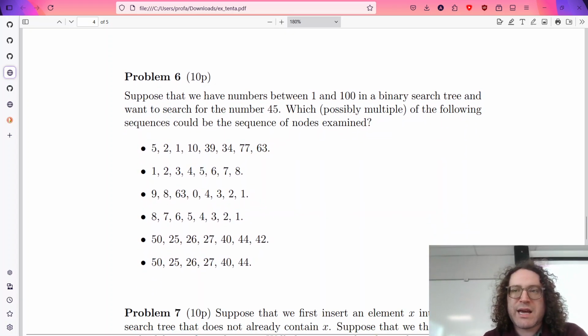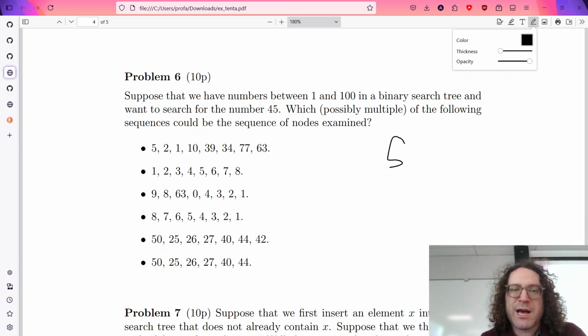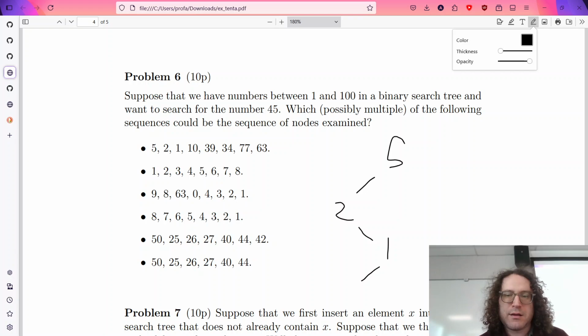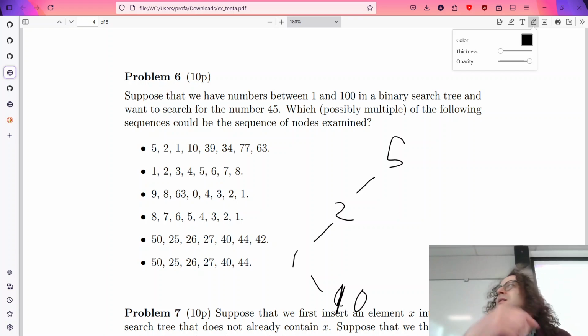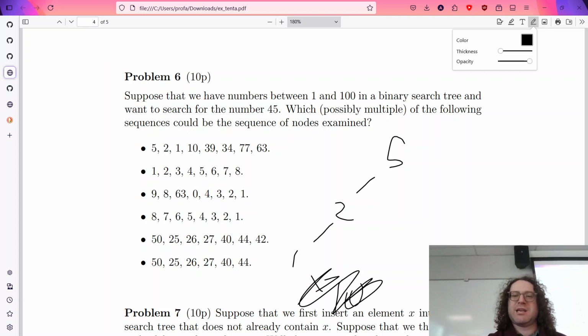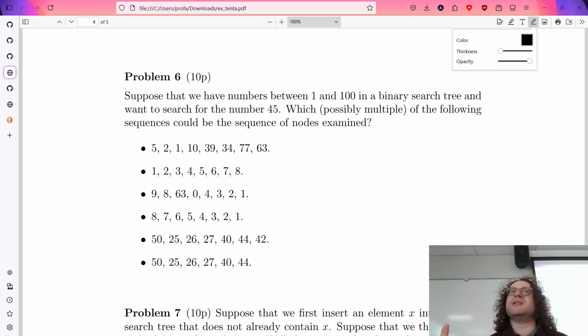Let's see if this would make sense as a tree. 5, 2, 1, 10. Sorry, I did that wrong. 5, 2, 1, 10. Not really. That doesn't make sense, right? We would start at 5, go left to 2, go left to 1, then go right to 10. That doesn't make sense because if there was a 10, it would have been added elsewhere. Remember, with a binary search tree, balanced or unbalanced, the goal, if it's balanced, is to cut the search space in half.